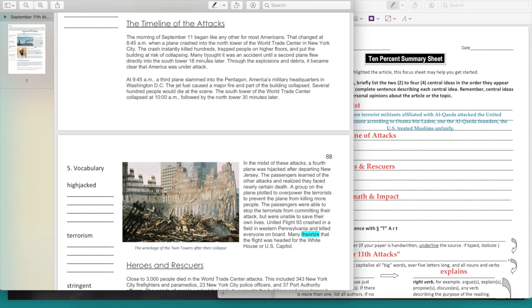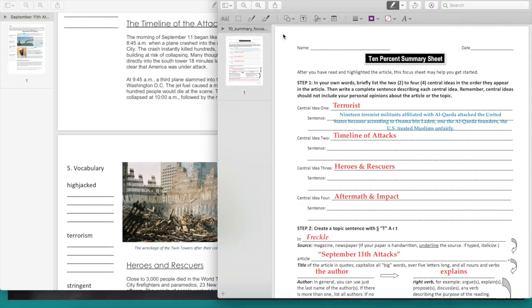So let's just keep it brief and let's talk about that. So now let me explain how I would do that. I'm going to go ahead and show you. So let's do another text. 4 planes were hijacked. So a few things that I want to explain here.